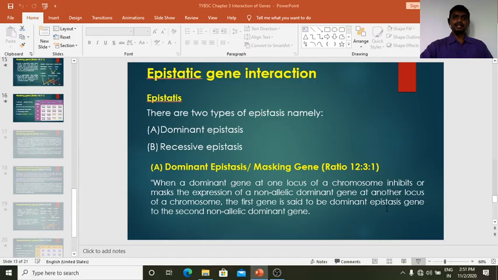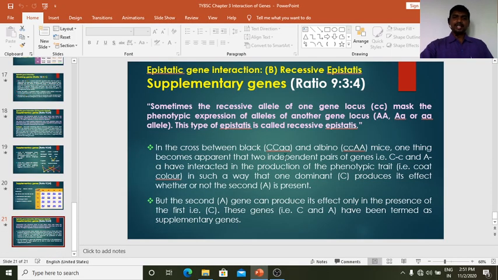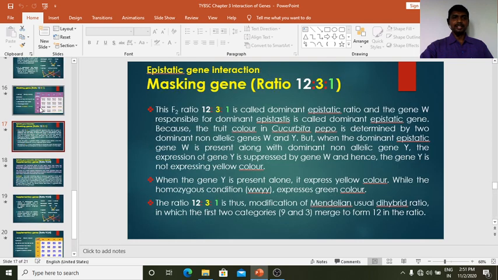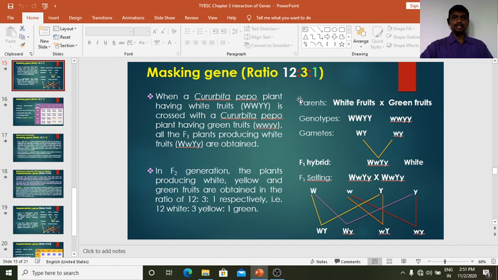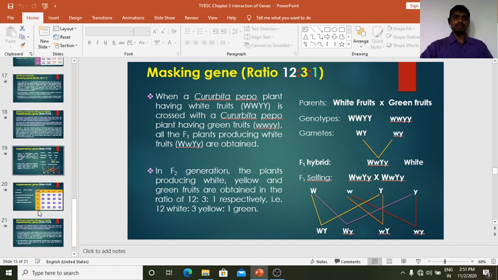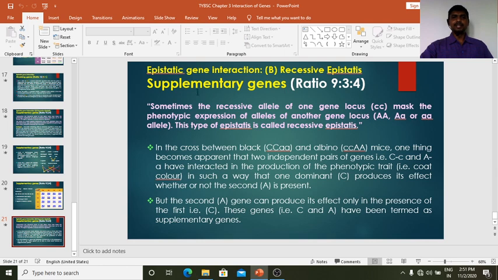So this ends our epistasis, whether it is dominant epistasis or recessive epistasis. There are two types of epistasis, dominant epistasis and recessive epistasis. To explain dominant epistasis, we take the example of masking genes. The ratio is 12:3:1. But for recessive epistasis, the example is the supplementary gene. The ratio is 9:3:4. So this ends epistasis, both dominant epistasis and recessive epistasis.